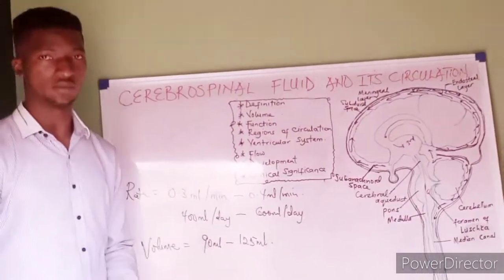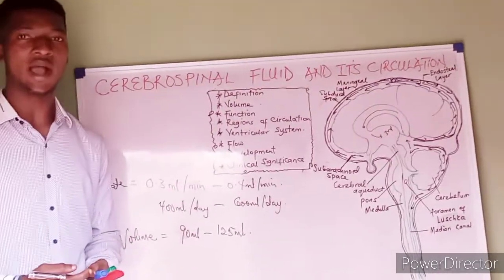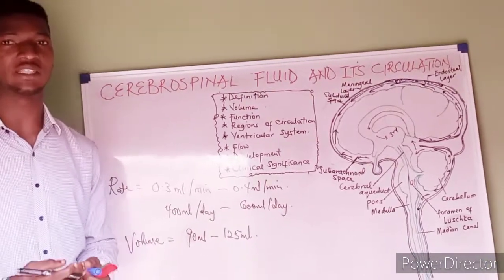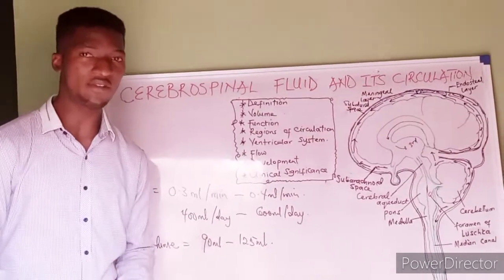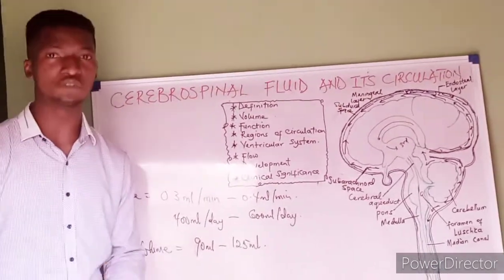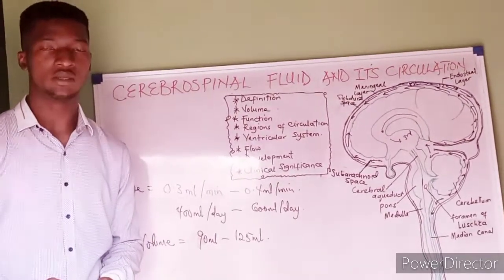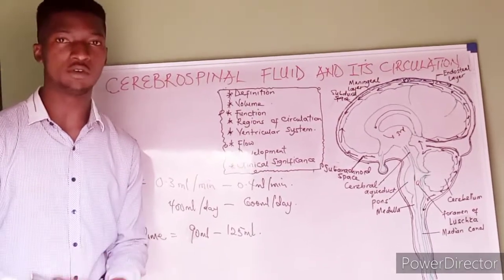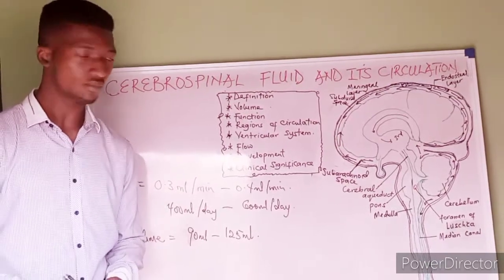What is the function? The function of cerebrospinal fluid is to act as a cushion to prevent the brain and spinal cord from injury. However, it also serves the function of providing nutrients to the brain and the spinal cord. Not only that, but it also helps in the removal of waste products of metabolism.